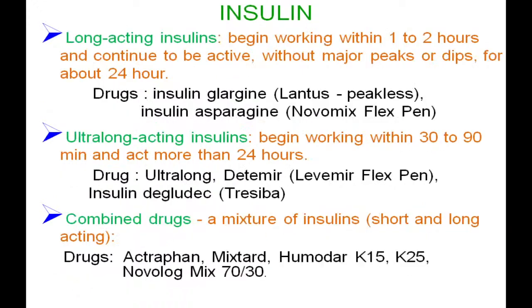Next subgroup, long-acting insulin. These are analogs. Begin working within 1 to 2 hours and continue to be active without major peaks for about 24 hours. Insulin glargine, trade name Lantus. Insulin aspart, Novomix FlexPen, Flex Pen.